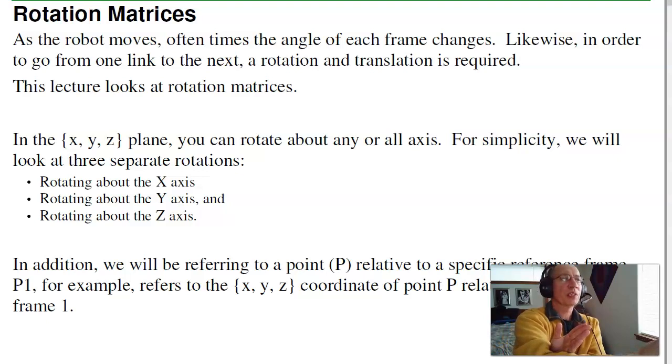When you have a rotation matrix, I can rotate it about the x-axis, y-axis, or z-axis, so we'll have 3 different types of rotation matrices we'll be looking at.